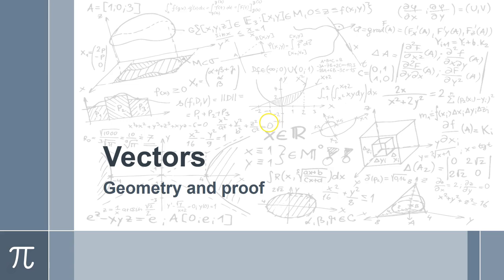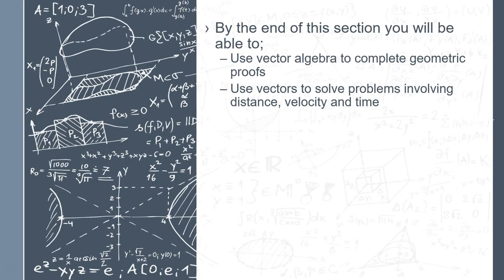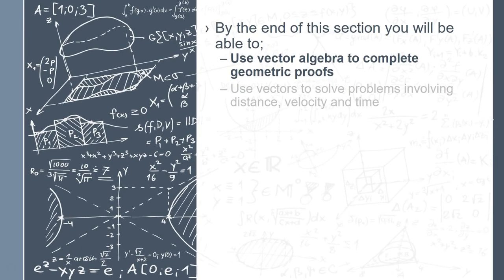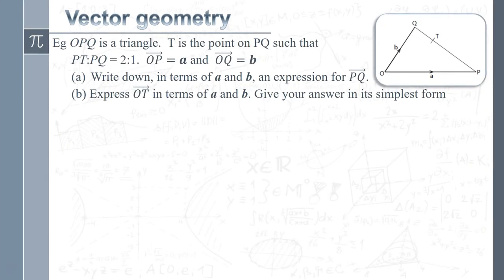The first one is geometric proofs, and the second one we're going to look at is applications to speed, distance, time, and the whole mechanics thing. You'll see later on, particularly in year 2 mechanics, vectors appearing quite a lot. So here we go, let's have a look at some proofs.